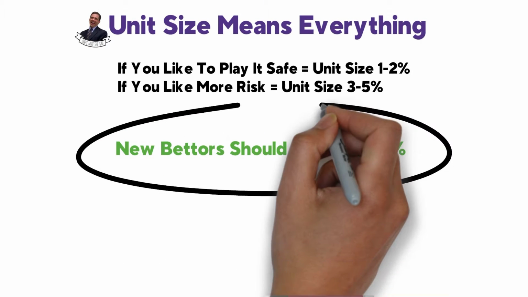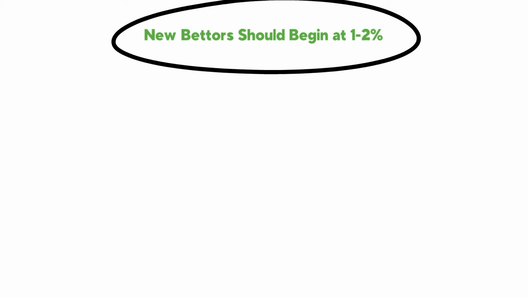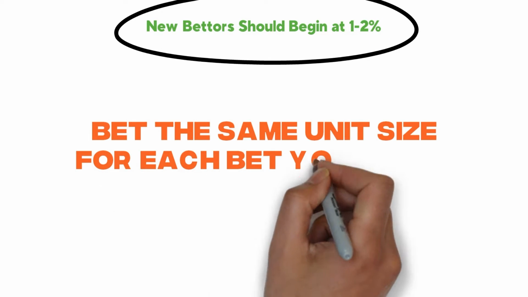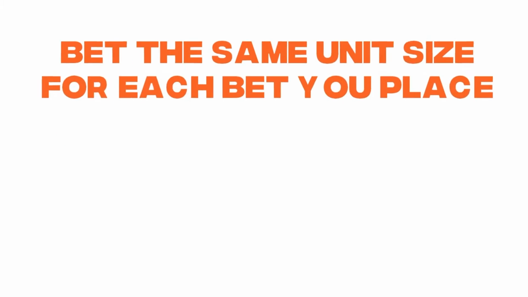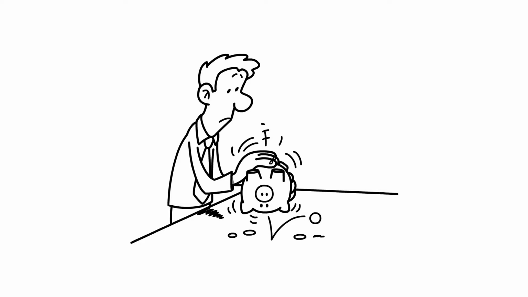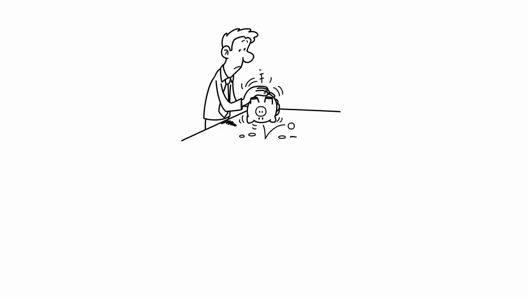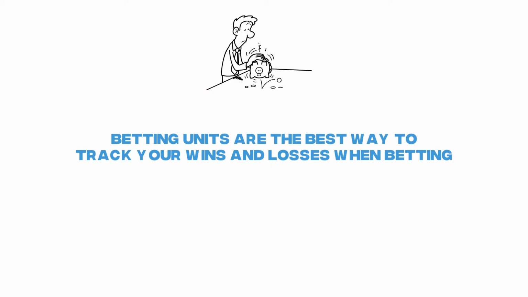Whatever you decide, it's strongly recommended to bet the same unit size in each and every wager that you place. This allows you to distribute the risk across many bets and mitigates the chances of killing your bankroll when you get a bit overconfident in one play or when you begin to try to chase your losses. Betting units are the best way to track your wins and losses when betting. There is an underrated value when it comes to tracking your bets throughout the season. However, the win-loss ratio is just one of many good things that come with betting units.